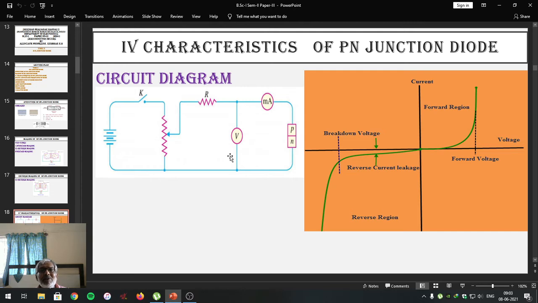The procedure is very simple. Change the voltage and note down the current flowing through the p-n junction diode in reverse bias condition. We now have a set of voltage and current values, then plot the graph of current against voltage. It is the reverse characteristics. That's why it is plotted in the third quadrant. So this is the current and this is the voltage, and this is the nature of the graph we obtained.